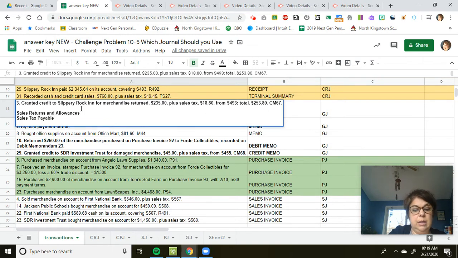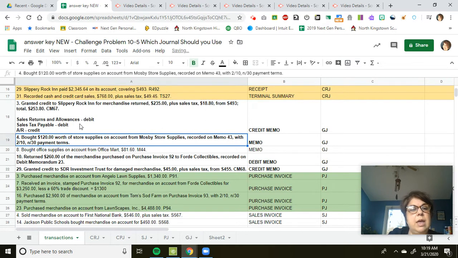Why do I know that? Because if I were to do this transaction at the point where I sold the merchandise, I would have had to debit accounts receivable. But since they're returning it, I'm going to credit accounts receivable. Another big hint is the fact that they use the words credit memorandum. Hopefully that's a big hint, because they wouldn't have used a credit memorandum unless you were crediting accounts receivable. So I just wrote that there for you.